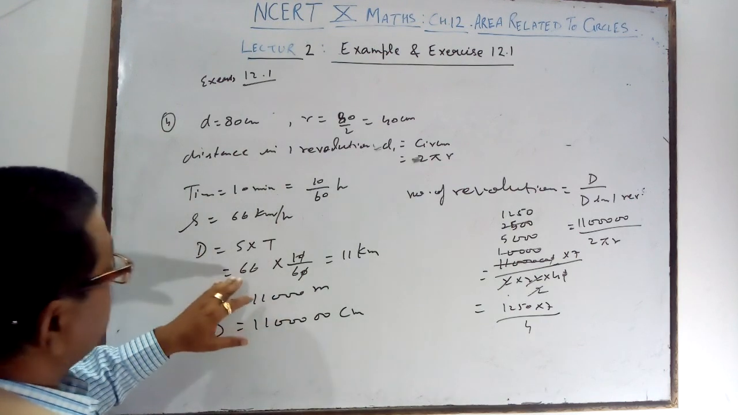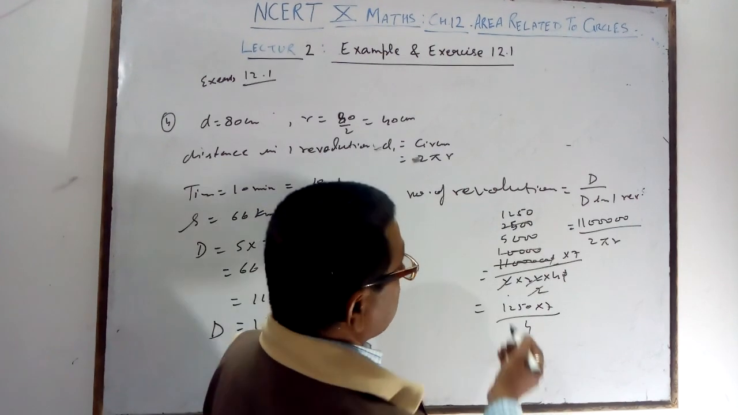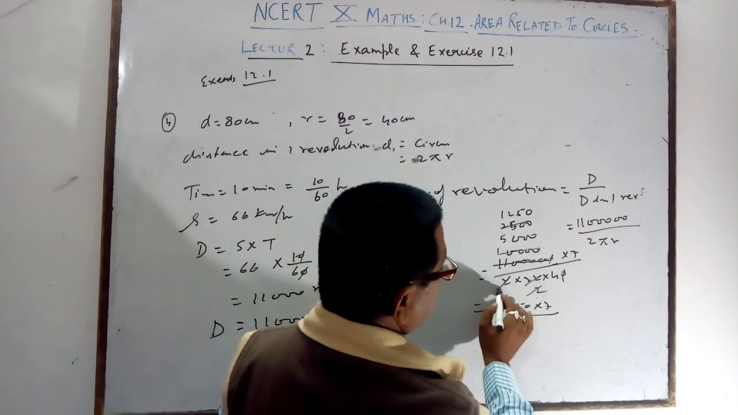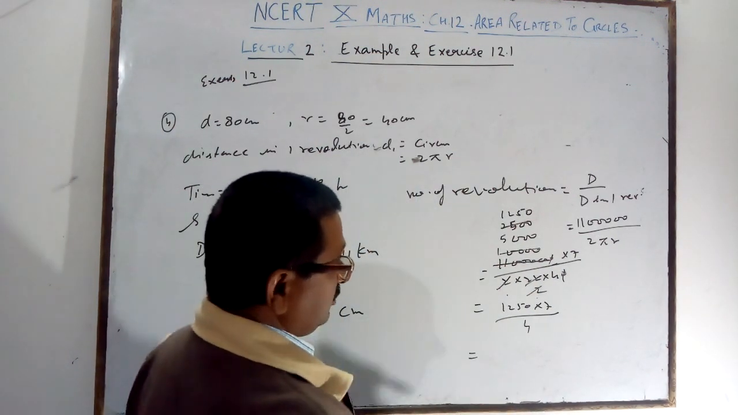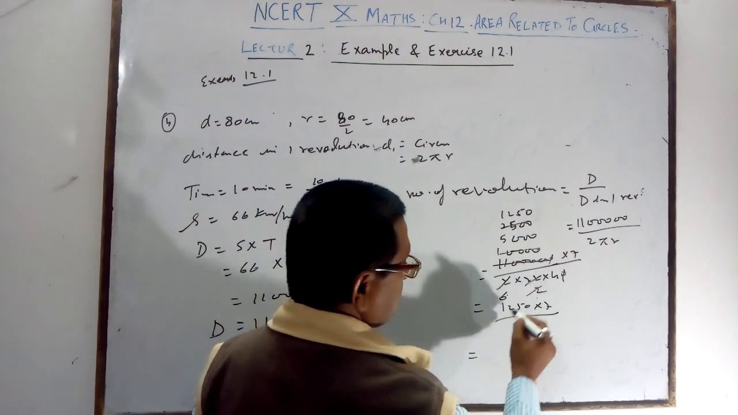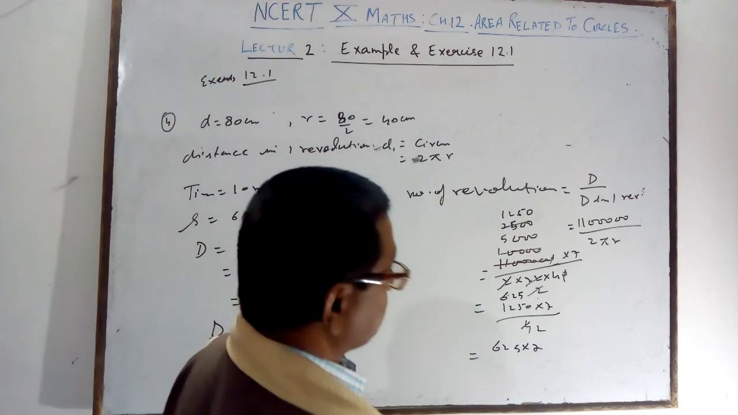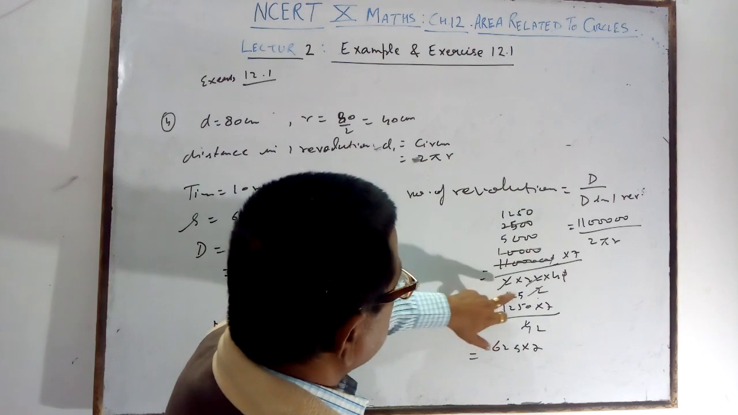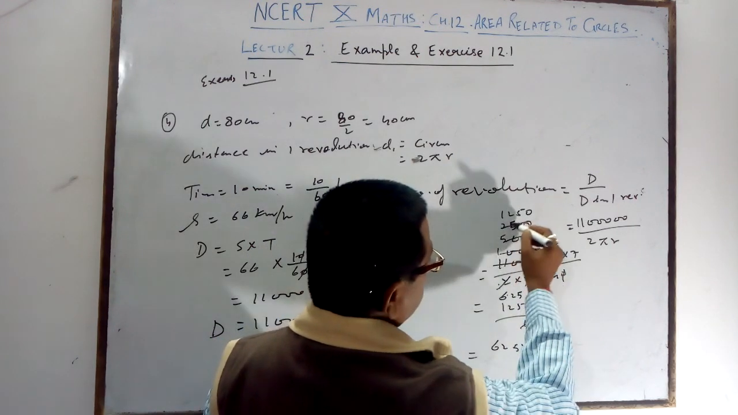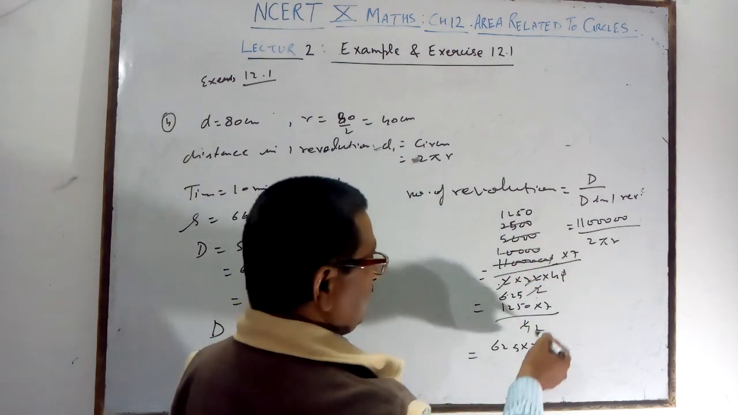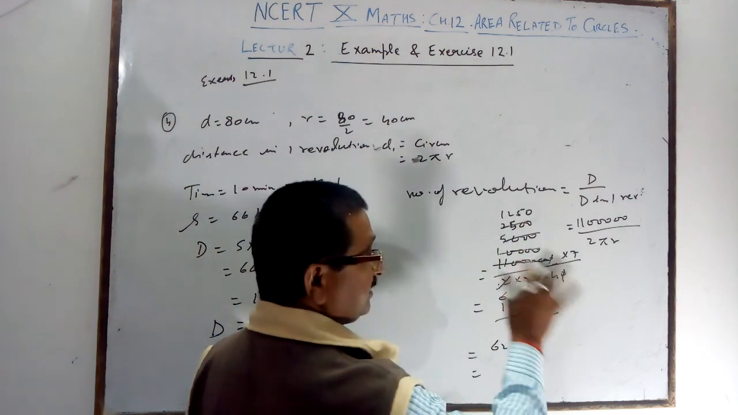11,000 here, 11 upon 22 here. 11 1 is 11, 11 2 is 22, 2 pi r. And that's all. You will get your revolution. How much? 25 into 7. 1 2 is extra here. That you will get in any calculation. 5 7s are 35, 7 2s, that 1 2 is extra. That calculation you will see.